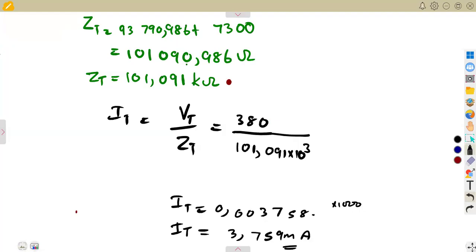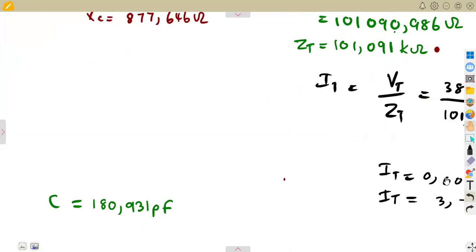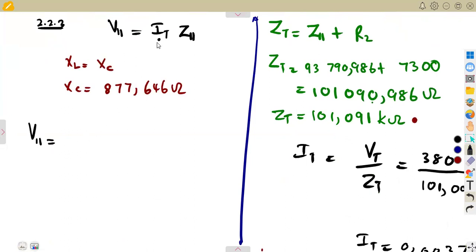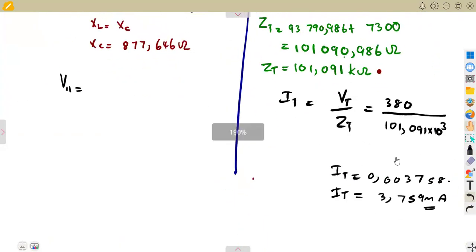Okay, so given this as your total current, we can calculate the voltage of the parallel circuit. Remember, the voltage of the parallel circuit is taken from this formula. The voltage in the parallel is the total current times the impedance of the parallel circuit. So our total current, this is what we got, is 3.759 milliamps times 10 to the exponent of -3.